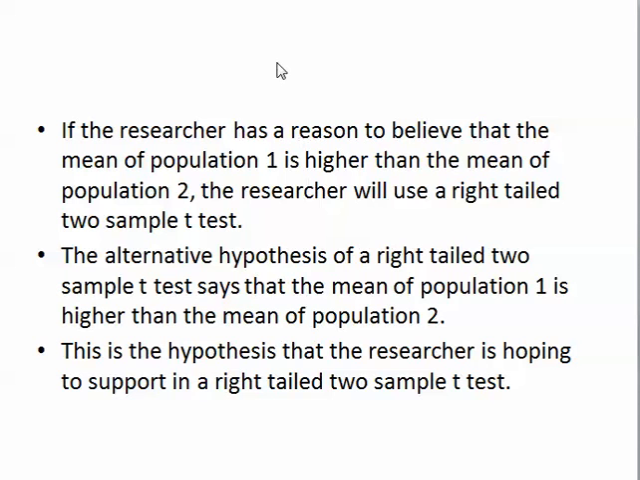The researcher is typically hoping to reject the null hypothesis and support the alternative hypothesis. So this is what the researcher is hoping to support in a right-tailed test, this alternative hypothesis.